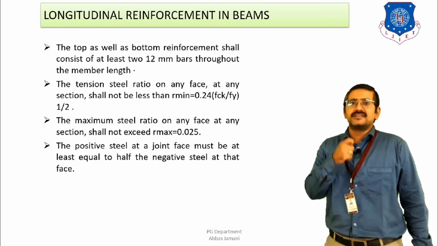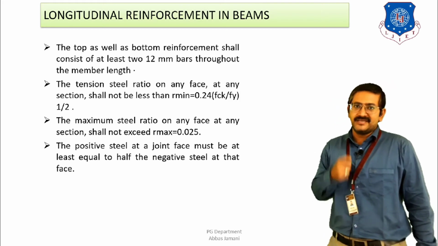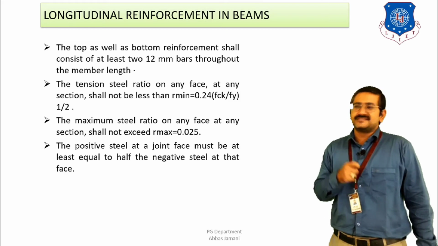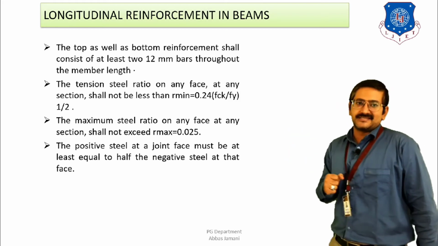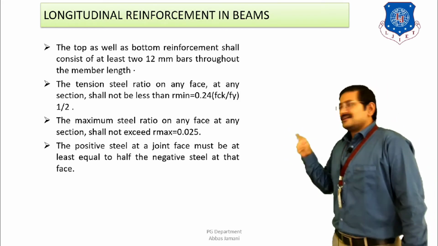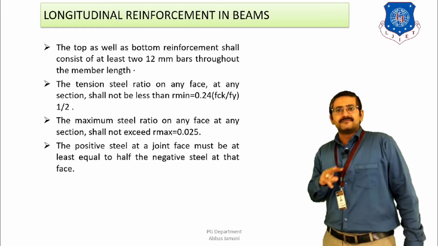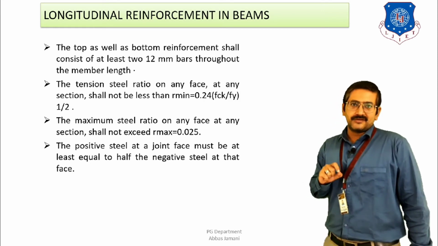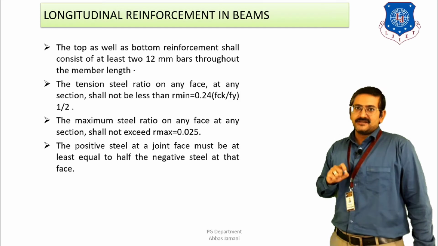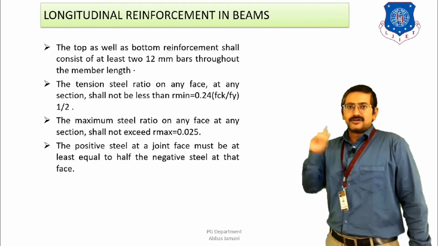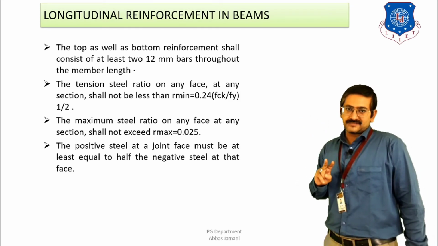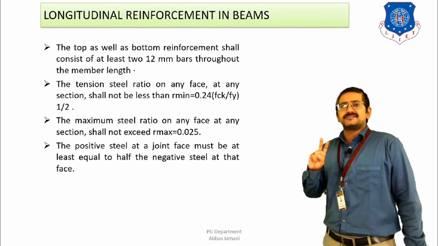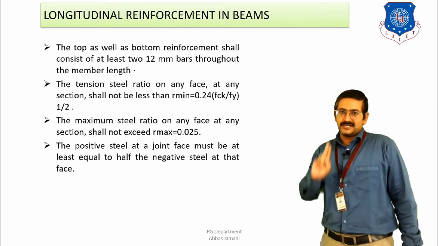So when I talk about the longitudinal reinforcement in beams, then IS 13920 is again giving you a list of these guidelines. First, at the top and bottom of the beam, a minimum of 2 12 mm bars should go throughout the length of the beam. That is, 2 12 mm bars at the top of the beam and 2 12 mm bars at the bottom as bottom reinforcement, and these reinforcing bars should go throughout the length of the beam.